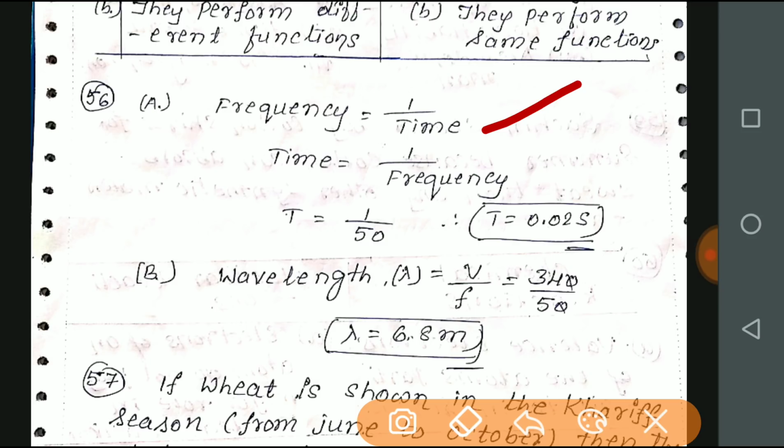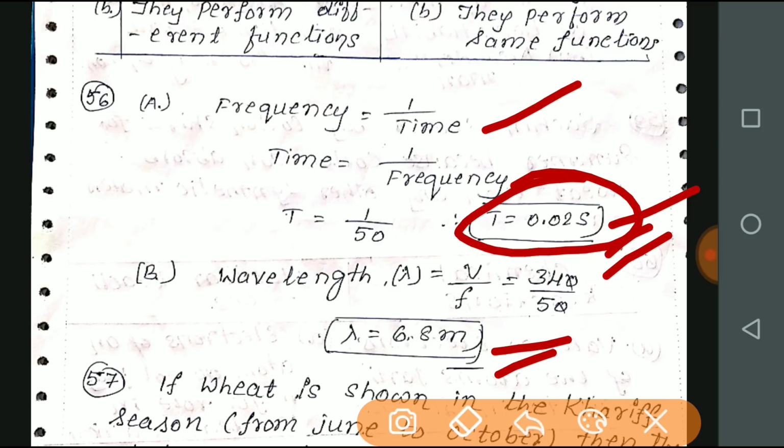Wavelength lambda is equal to v by f. Therefore 340 by 50, then simplify, we get 6.8 meter. So this is the answer for the period and also the wavelength. The period is 0.02 second, and the wavelength is found to be 6.8 meter.